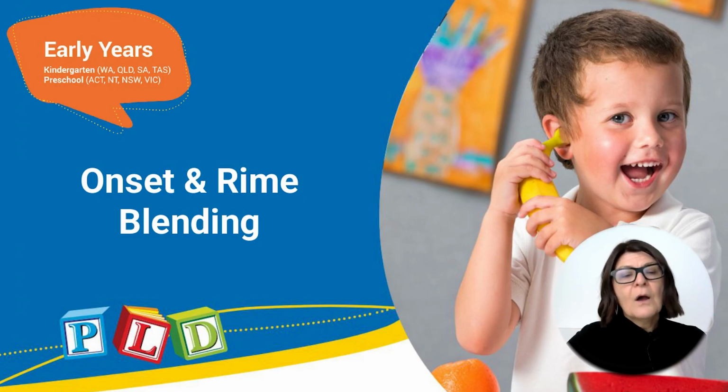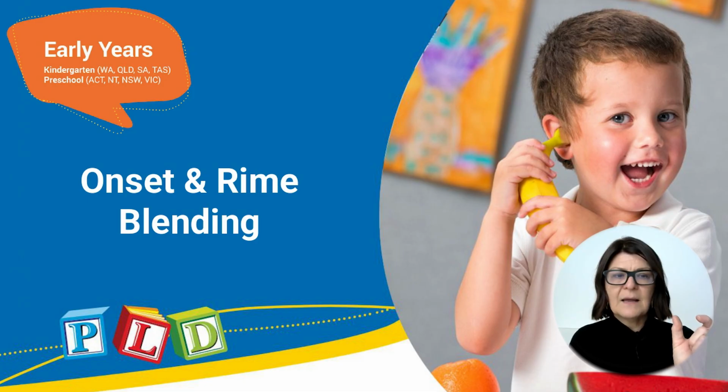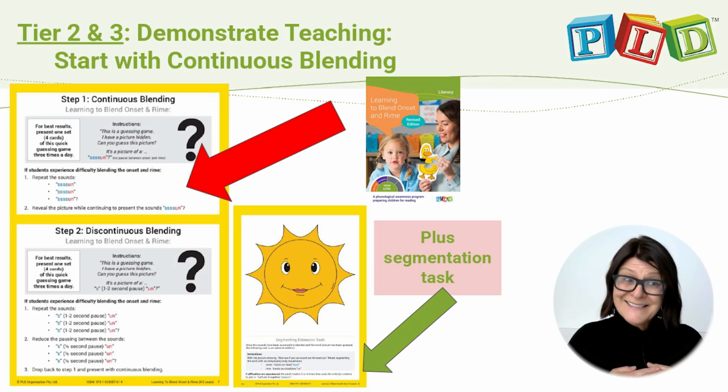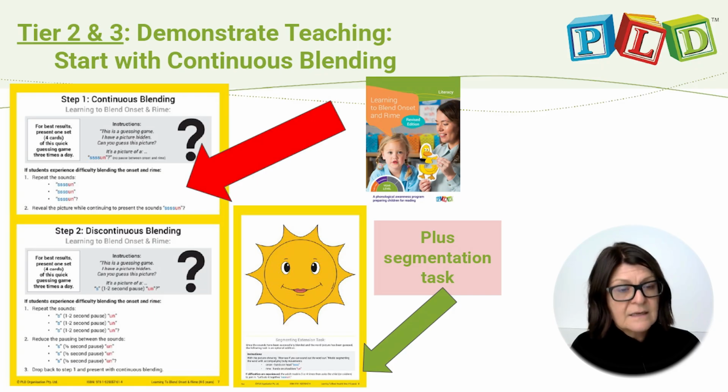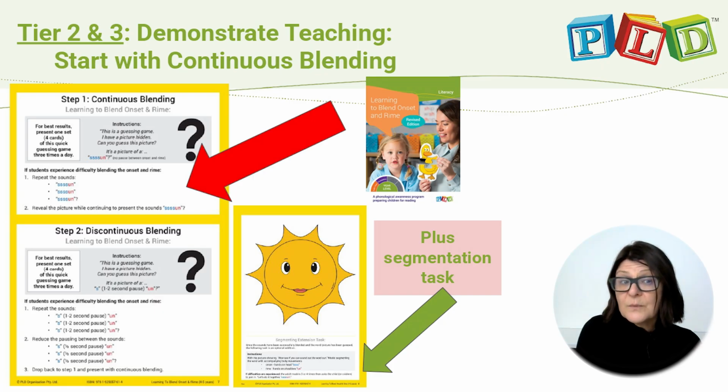Also in term 3, we are building on our term 2 skills of that beginning sound, but we're putting a rhyme on the end now. I have a picture. This is a guessing game. Can you guess what it is? Starting at the top with continuous blending. Sun, sun, sun. Can you guess what the picture is? Oh, it's the sun. Flip it over.